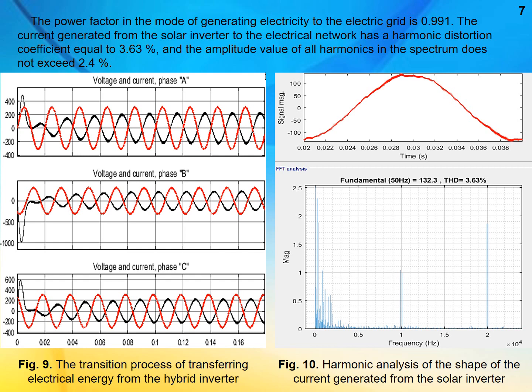As can be seen from figure 10, the current generated from the solar inverter to the electrical network has a harmonic distortion coefficient equal to 3.63%, and the amplitude value of all harmonics in the spectrum does not exceed 2.4%, which meets the requirements of international standards.